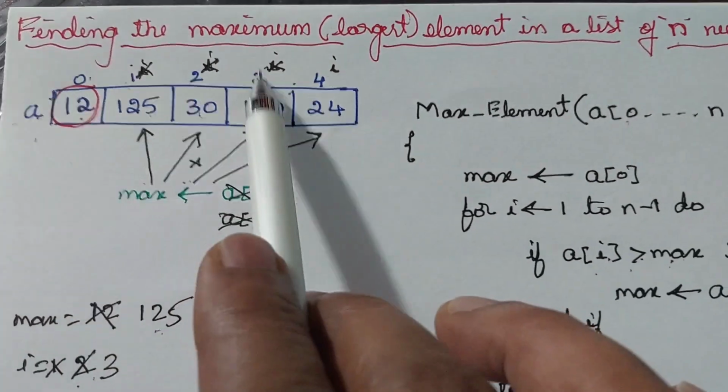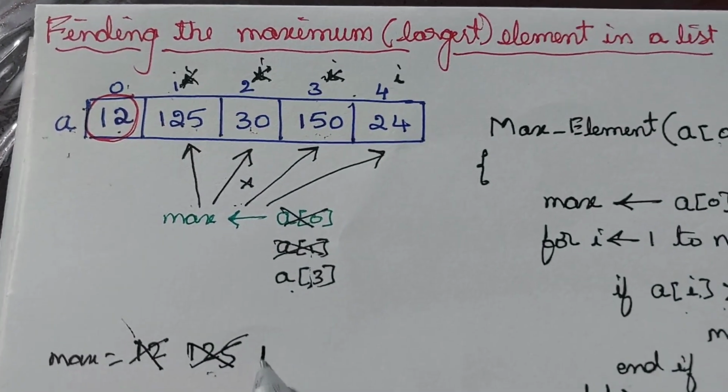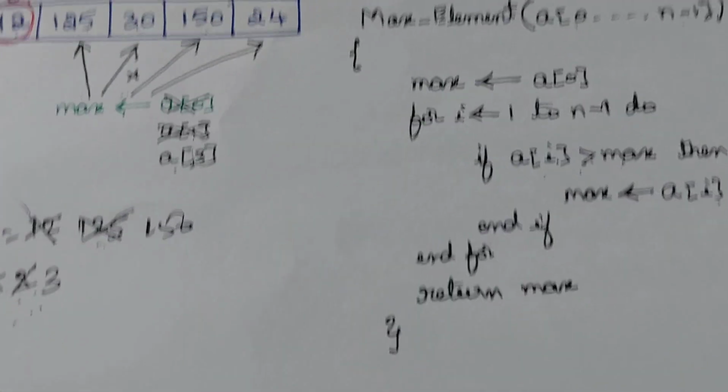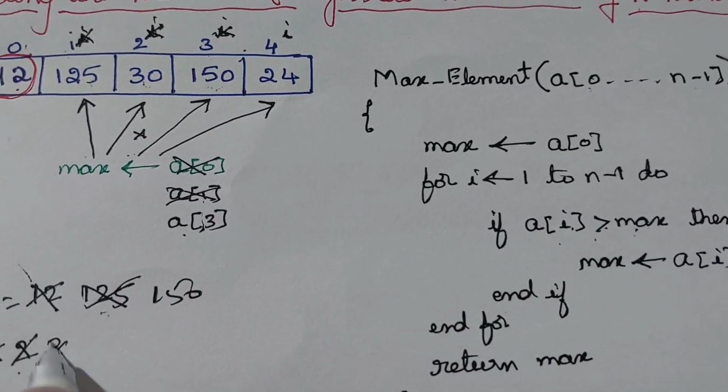A of 3 is what? 150. 150 I'm assigning to max. So that means now maximum is what? 150. Next, after that it comes out of the if block, goes to the increment part of the for loop. Now I becomes 4.